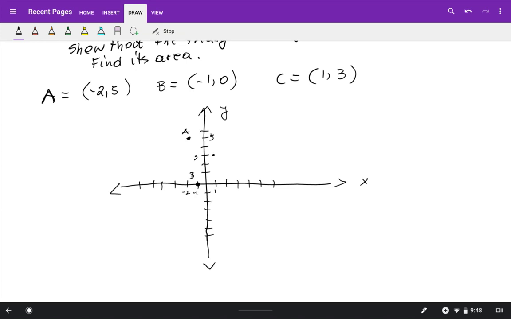1, 3, C. So we have triangle ABC. And what we're trying to do is show that this triangle is a right triangle. This is just a sketch, but I'm assuming that if this triangle is a right triangle, the right angle here is going to be that 90 degrees, at least based on this picture.